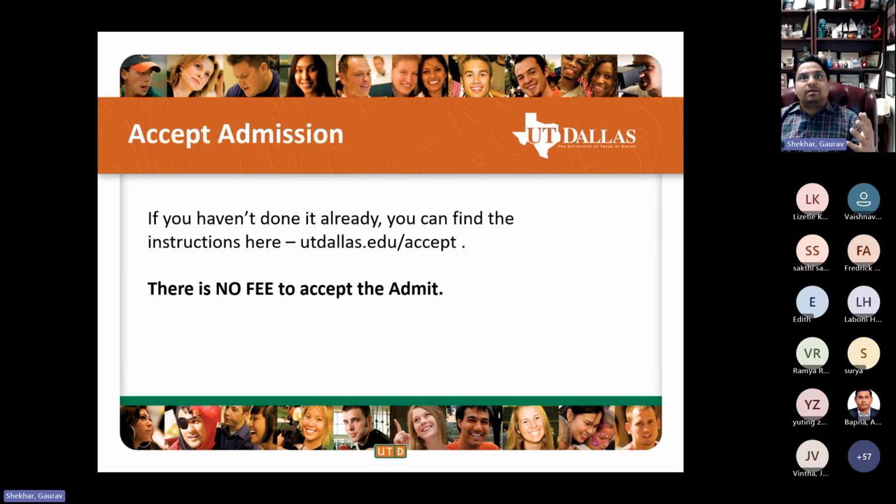Right now you might be admitted, but until and unless you accept the admit, you'll not become an active student. And when you're active, that's when you start enrolling for classes. So please make sure that you do that. As I mentioned, there's no fee to accept your admit.